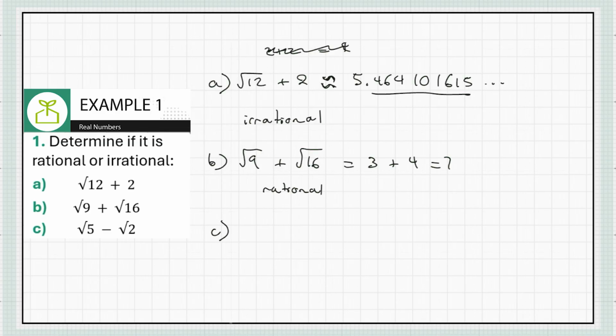Okay, for part C, we have the square root of 5 minus the square root of 2. Neither of these are rational numbers, so we're essentially taking an irrational number away from another irrational number. And what we end up with, if we put this into our calculator, is 0.82185445151, and it continues onwards. And we can't see any clear pattern here, so it's a non-terminating, non-recurring decimal number, and that means it's irrational.